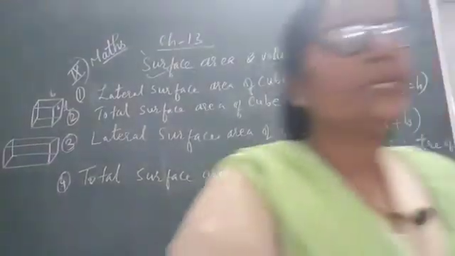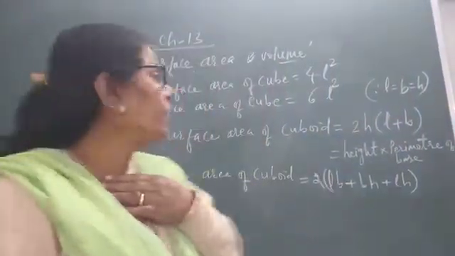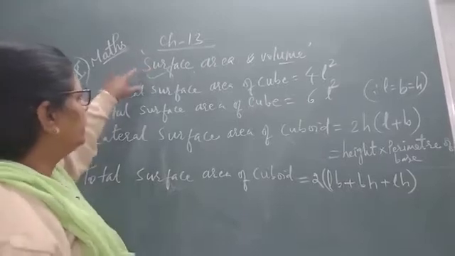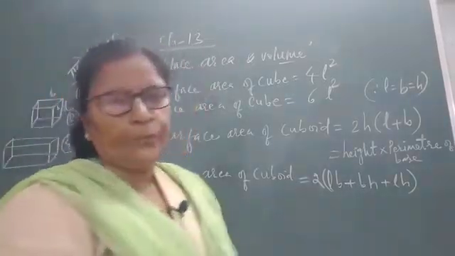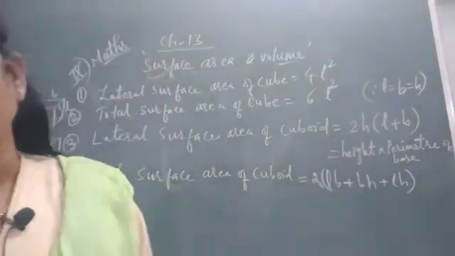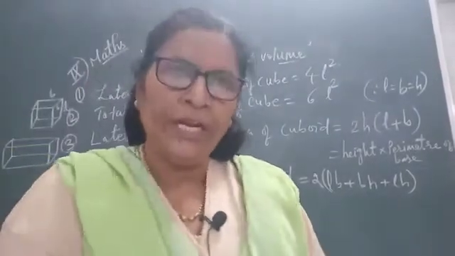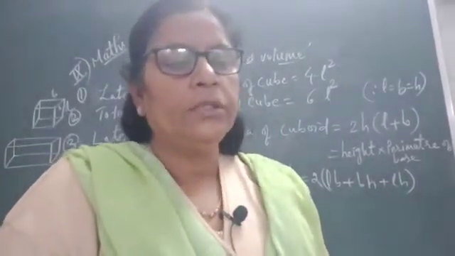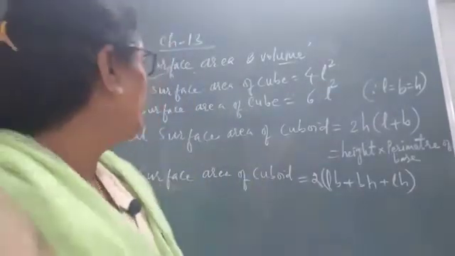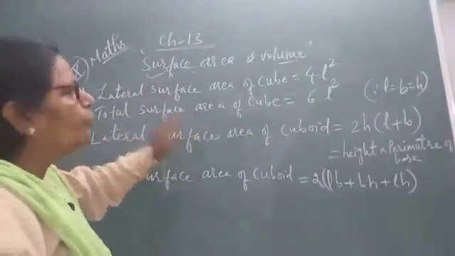Good morning, students. Now let us start today the new chapter 13, surface area and volume. In this chapter we shall discuss some formulae. First of all, today we are talking about the cube and cuboid.